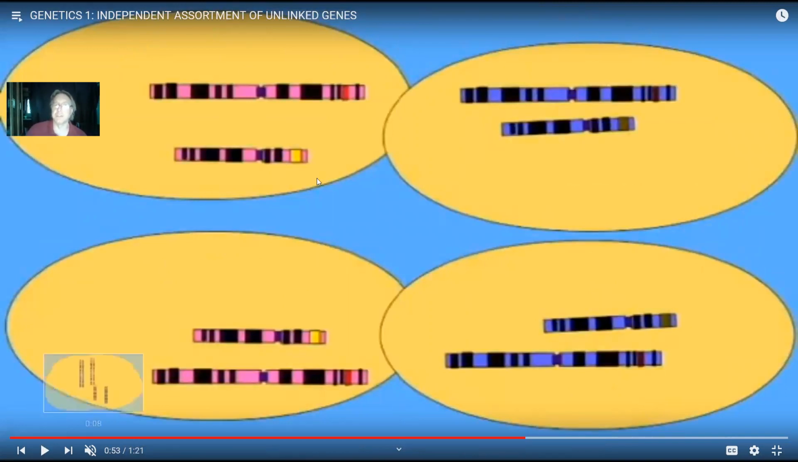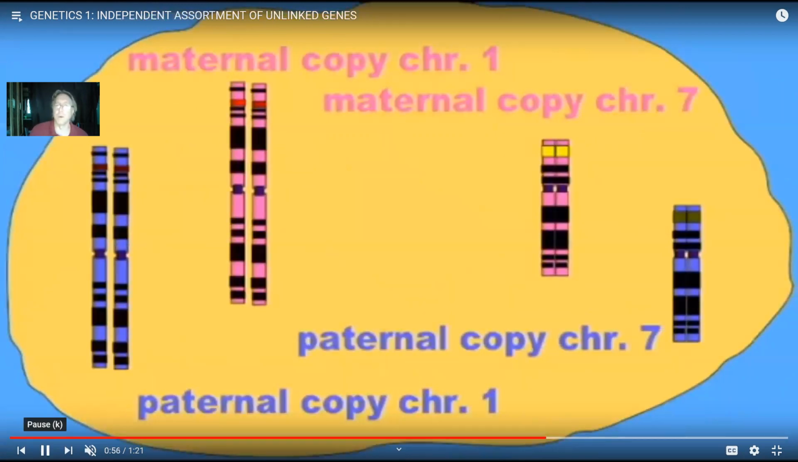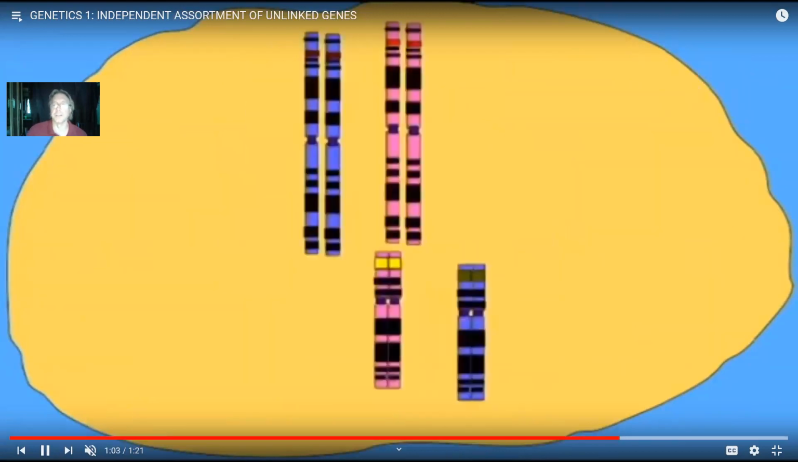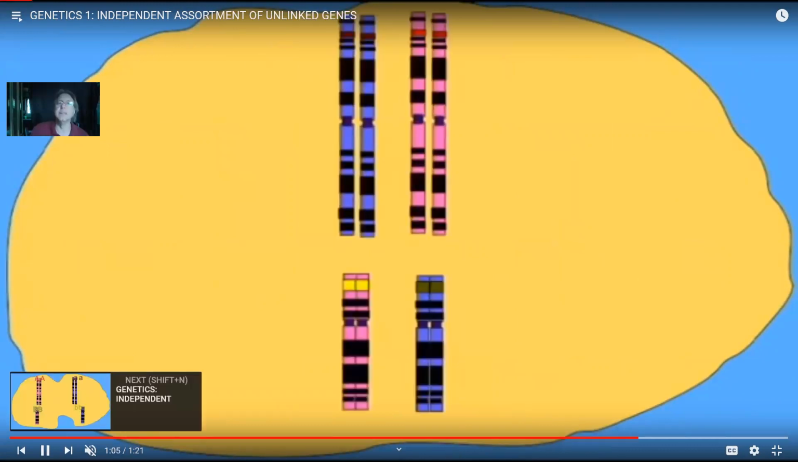This is the explanation. You could have a maternal chromosome 1, a pink chromosome 1 with its bright red allele. And as your second one, you could have a pink chromosome 7 with its bright yellow, or you could have a blue chromosome 7 with its dark yellow. So notice that the chromosomes don't look at where the other one is going and then decide, oh, I'm going to go left because you went left. They're assorting independently. And because the chromosomes are assorting independently, the alleles which are on them assort independently.